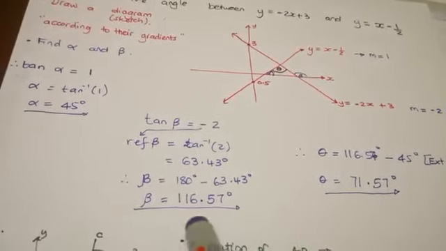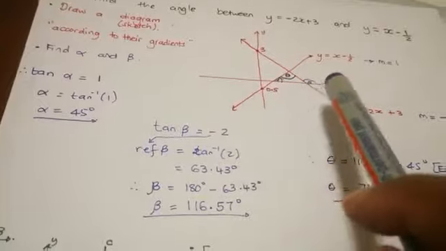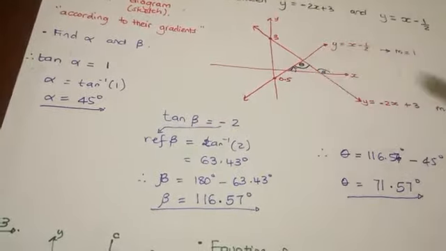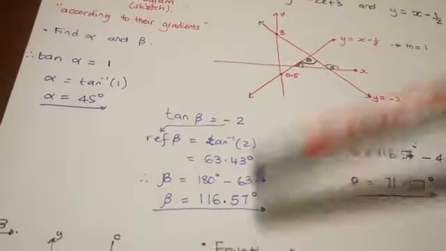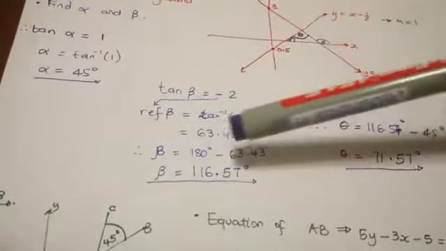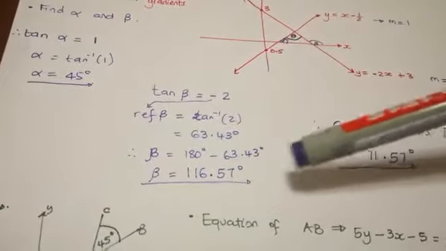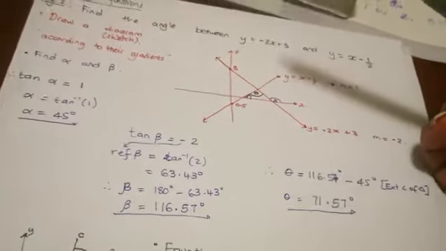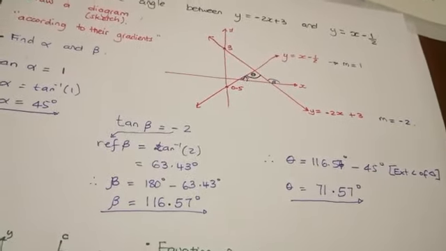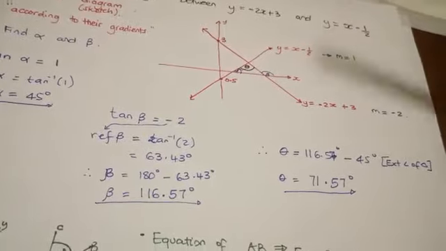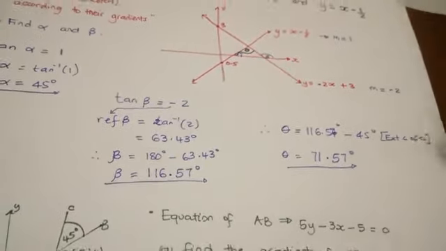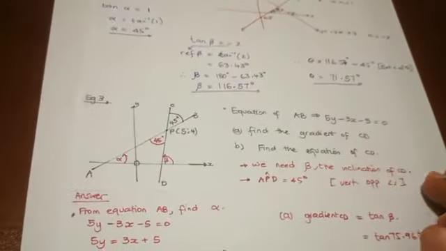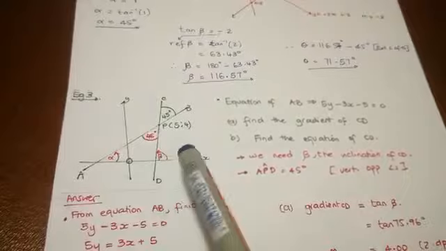Now if you check, what we actually mean is that this reference angle is this one in here, because both these angles make 180 degrees. So anyway, that's a story for another day. So beta is equal to 116.57. So therefore theta is then going to be 116.57 minus 45 by the exterior angle of a triangle. Then theta comes out as 71.57.